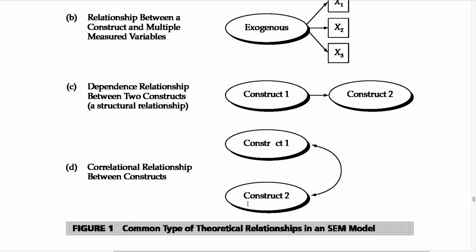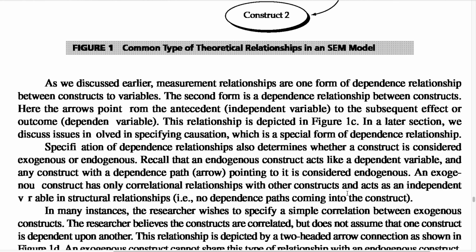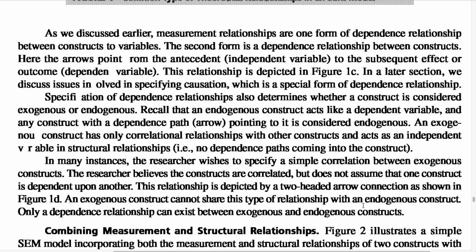Common types of theoretical relationships in structural equation modeling. As we discussed earlier, measurement relationships are one form, a dependent relationship between constructs and variables. The second form is a dependent relationship between constructs. Here the arrows point from the antecedent independent variable to the subsequent effect or outcome dependent variable. This relationship is depicted in figure 1c. In a later section we discuss issues involved in the specification, which is special for a dependent relationship.